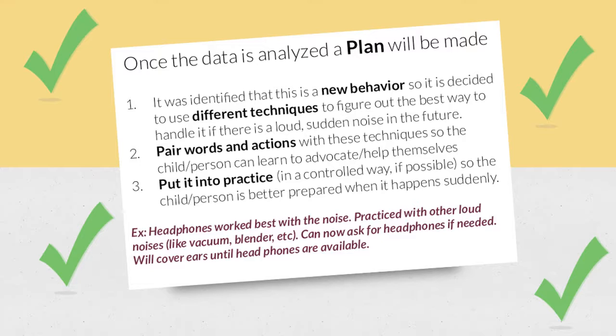So to follow our example through to the end, headphones turned out to be the best way to deal with the noise. They practice with other loud noises, a vacuum, a blender, a lawnmower, a snowblower, and now they can ask for headphones if needed. They've also learned that covering their ears will help muffle the sound. Although it's not preferred, it is better than flopping and screaming and kicking because at least it's eliminating some sound until the headphones are available.